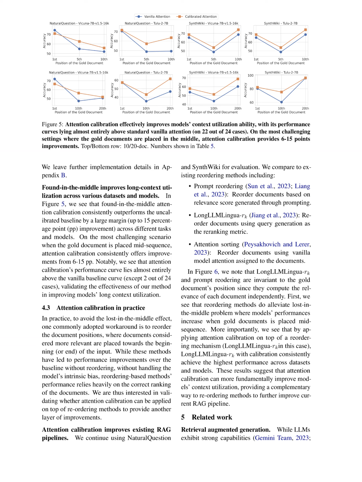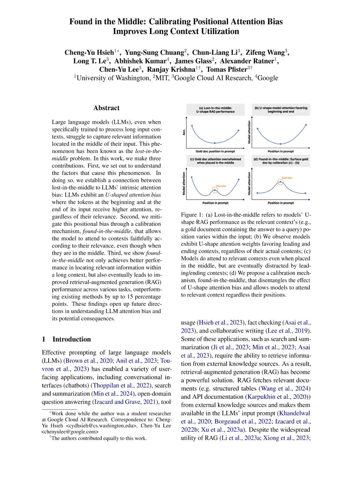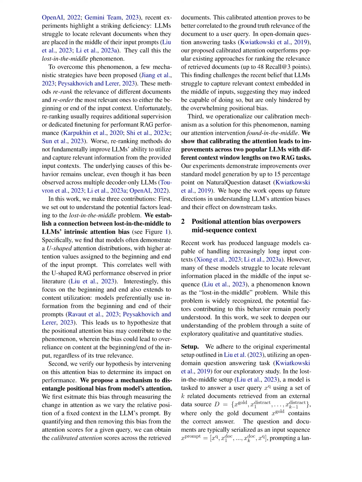4. Operationalizing the calibration mechanism. The calibration mechanism is operationalized as a solution named found in the middle. This intervention leads to improvements in model performance on RAG tasks by up to 15 percentage points on datasets like Natural Questions.